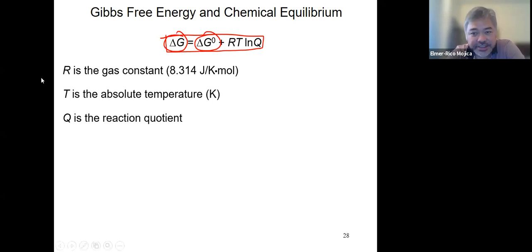Now R here is the gas constant. T here is the absolute temperature. And you have here the Q. What's the Q? The quotient, the one that you have learned from chemical equilibrium. Now, the idea here is you want to relate delta G with K. So you're going to use this equation to derive that relationship, because at equilibrium, what will happen?